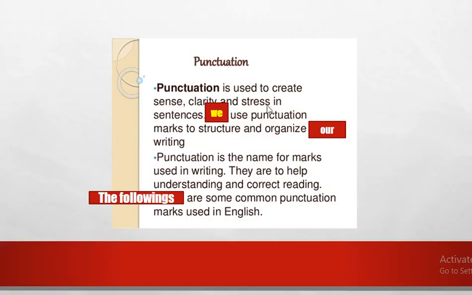Let us see another definition. Punctuation is used to create sense, clarity, and stress in sentences. We use punctuation marks to structure and organize our writing. Punctuation marks is the name for marks used in writing. They are to help understanding and correct reading. The following are some common punctuation marks used in English.